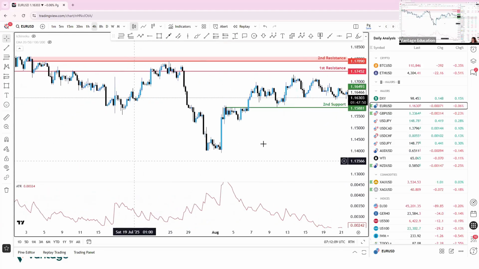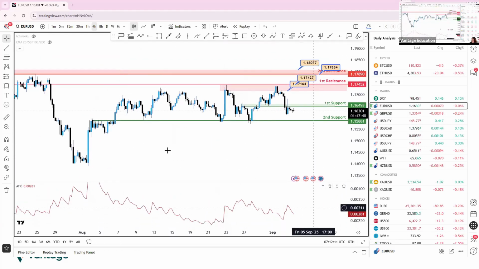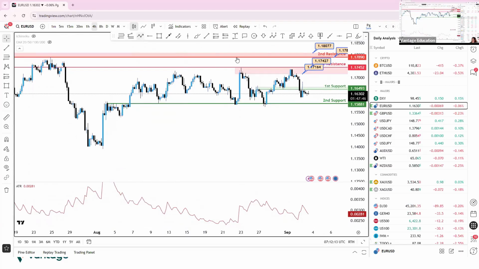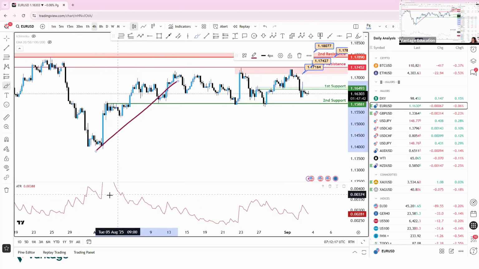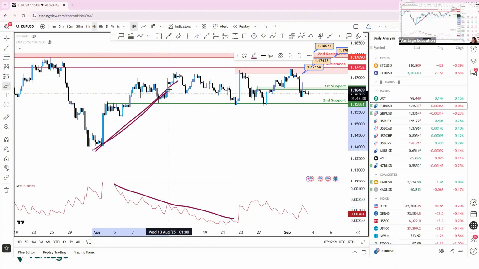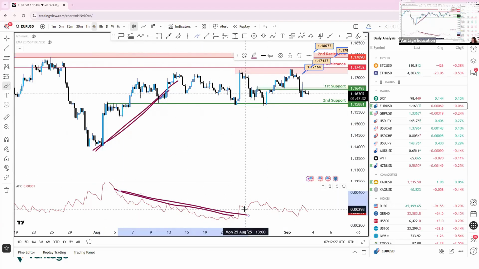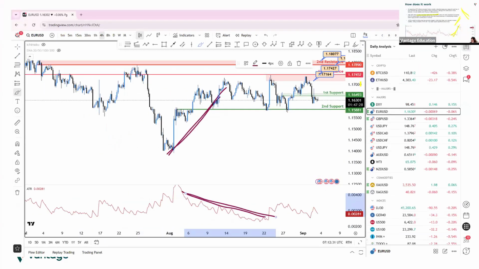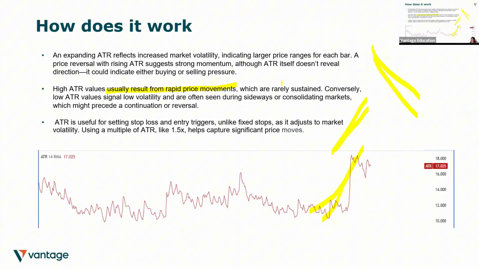Let me look at the EUR USD here. You will see from this move, and you look at the ATR here, it means an increase in volatility, a bullish market. This is coming down, but when you see the ATR, it doesn't mean that it's bearish. Actually it's a bullish move.